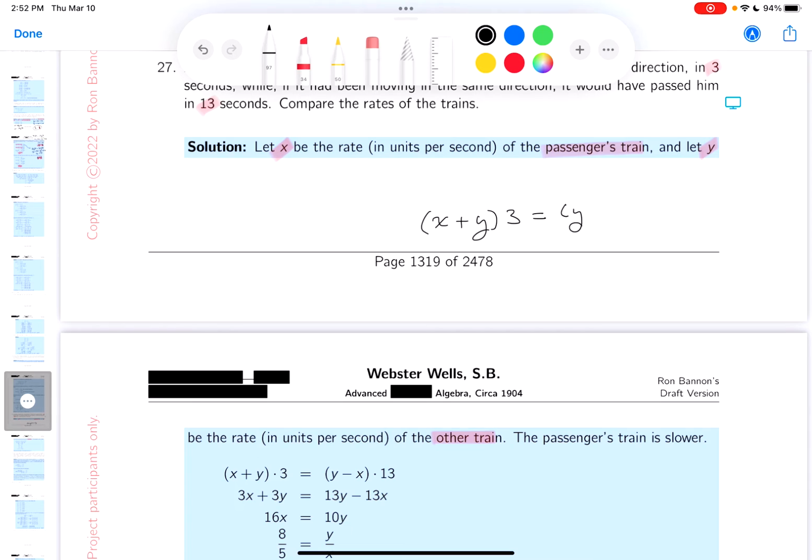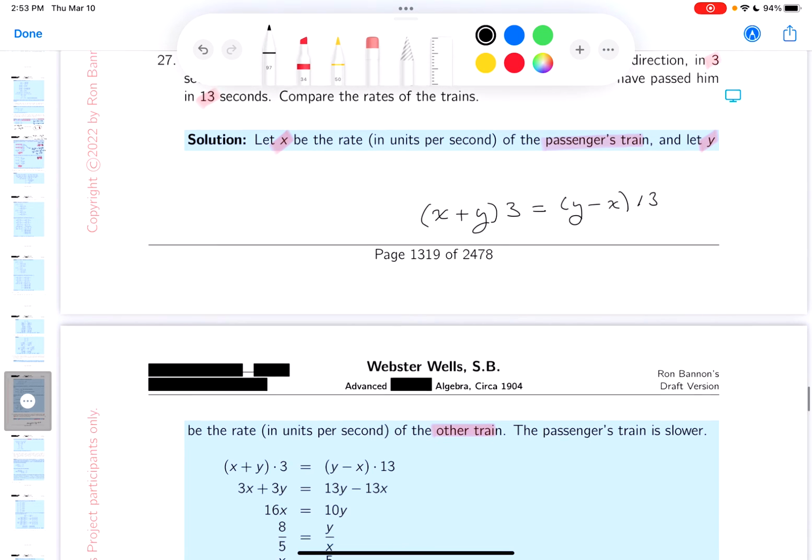So it's going to be y minus x, because the passenger's train is right next to it, moving along too, so I have to take away his rate. It's like if you're running at 10 miles per hour and I'm running at 5 miles per hour, the rate between us is 5. So that's what we're doing over there. And how long would it take there? 13.